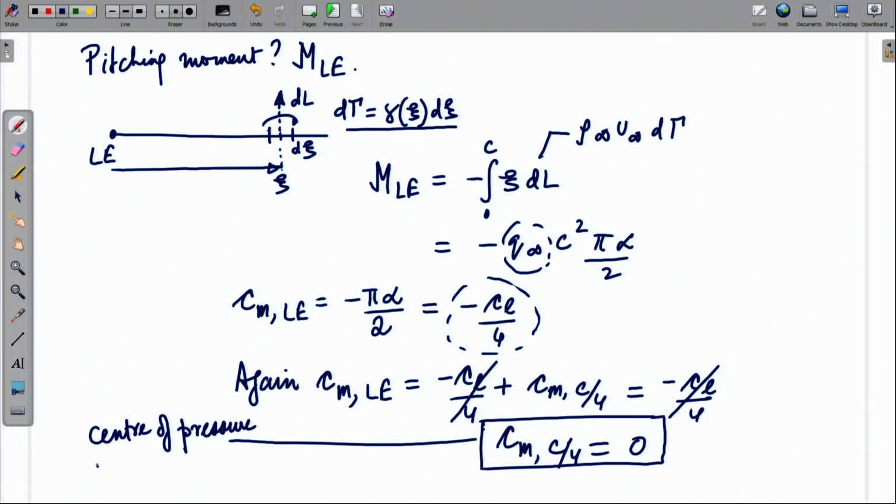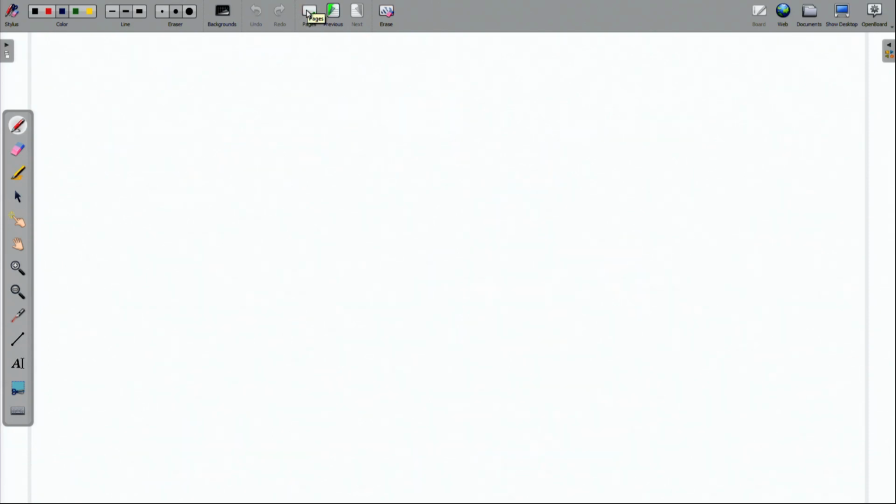It also means that the aerodynamic center is at quarter chord, because it will remain 0 irrespective of alpha, because we have taken a general alpha and it is found to be constant with alpha. Therefore, the quarter chord location happens to be both center of pressure as well as aerodynamic center of a symmetric airfoil. So, these are very, very important findings which you have to keep in mind.